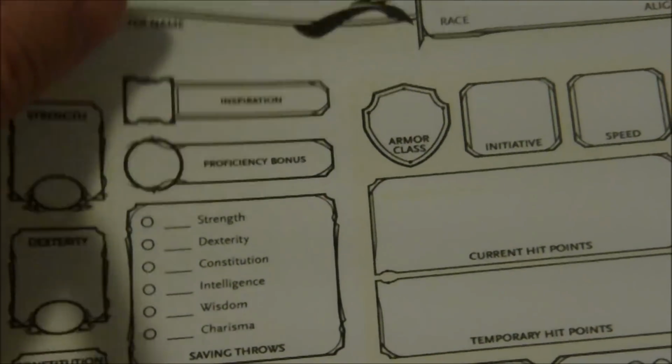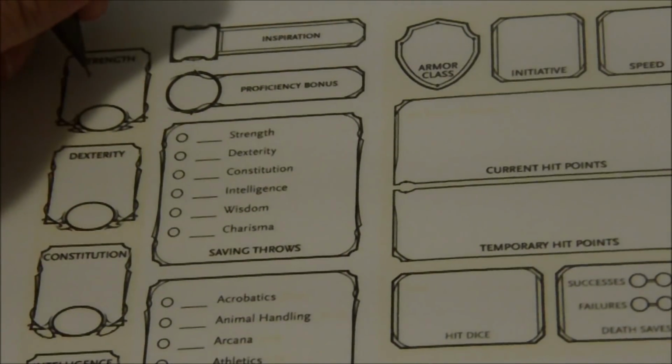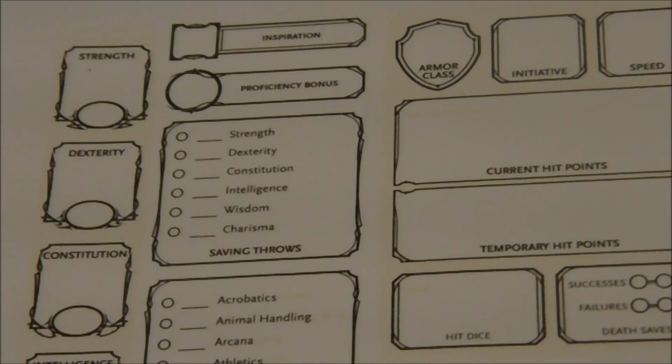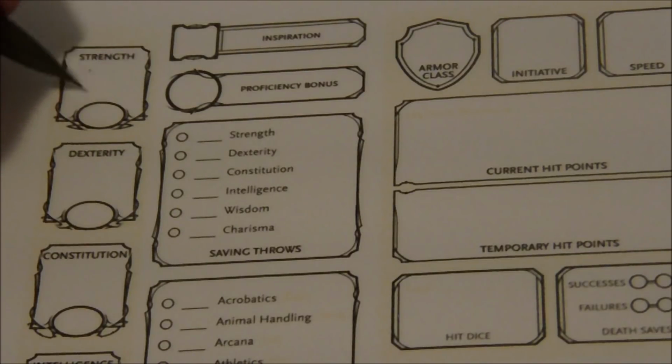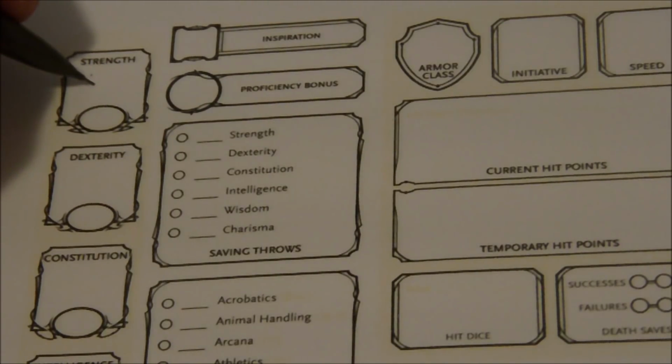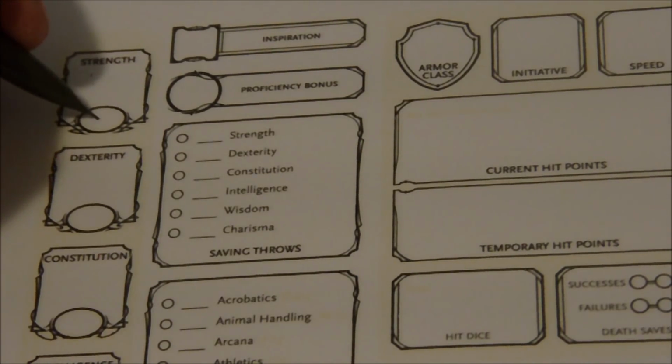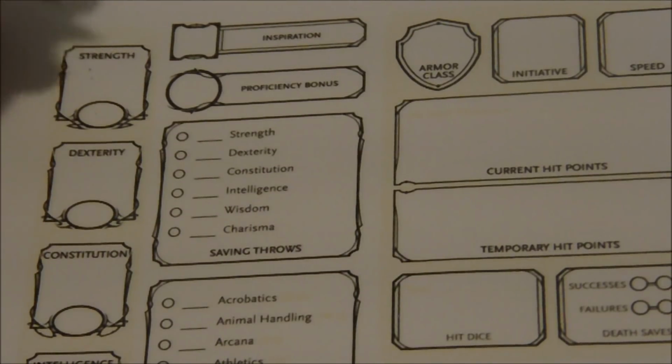Alright, so our strength is going to be 17. Now, I always kind of flip-flop back and forth, how I do the stats. I typically put the modifier in the large field and the score itself in the smaller field because the modifier is what you reference more.